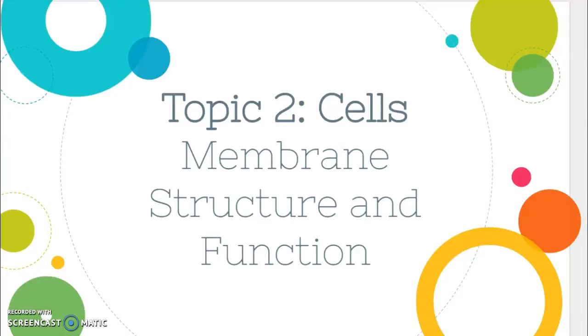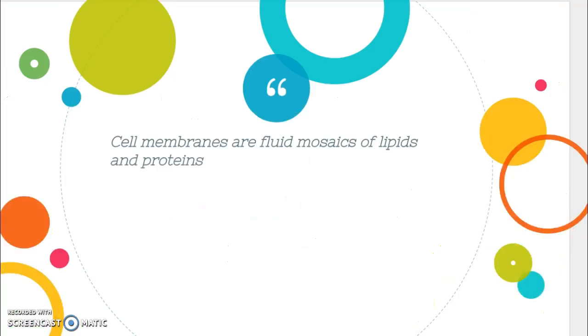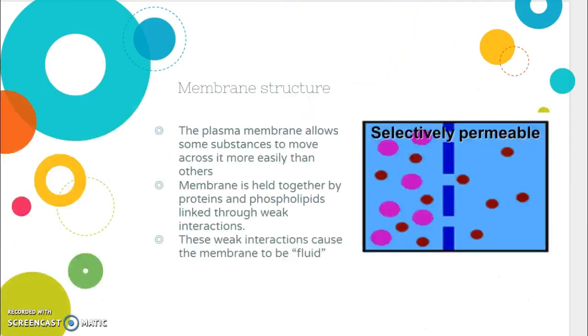In class, we've been talking about cells, and we're going to dive a little deeper today and talk about the cell membrane. The first concept I want to talk about is how the cell membrane is primarily composed of lipids and proteins. The cell membrane is considered to be selectively permeable, which basically means that some things pass through the cell membrane more easily than others would.